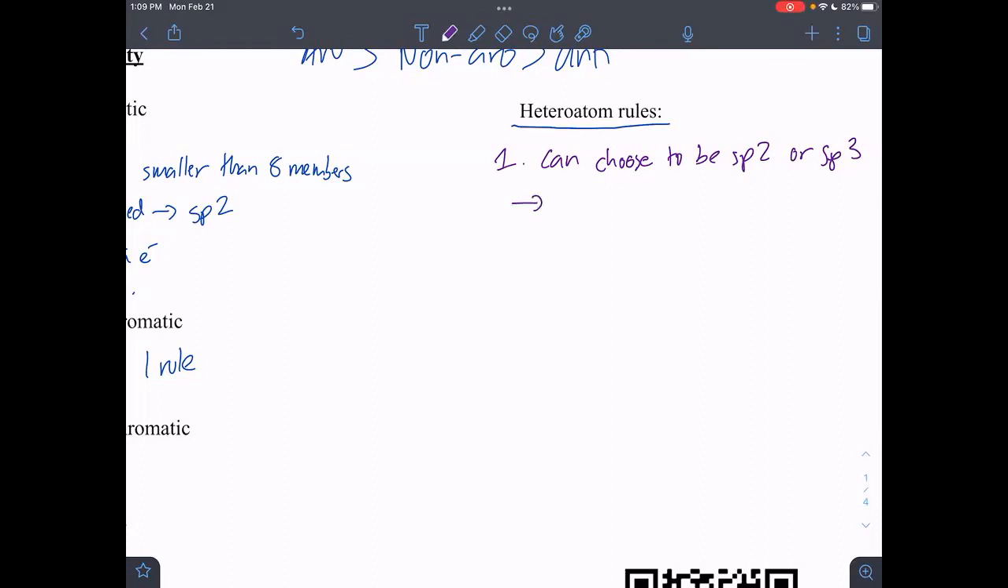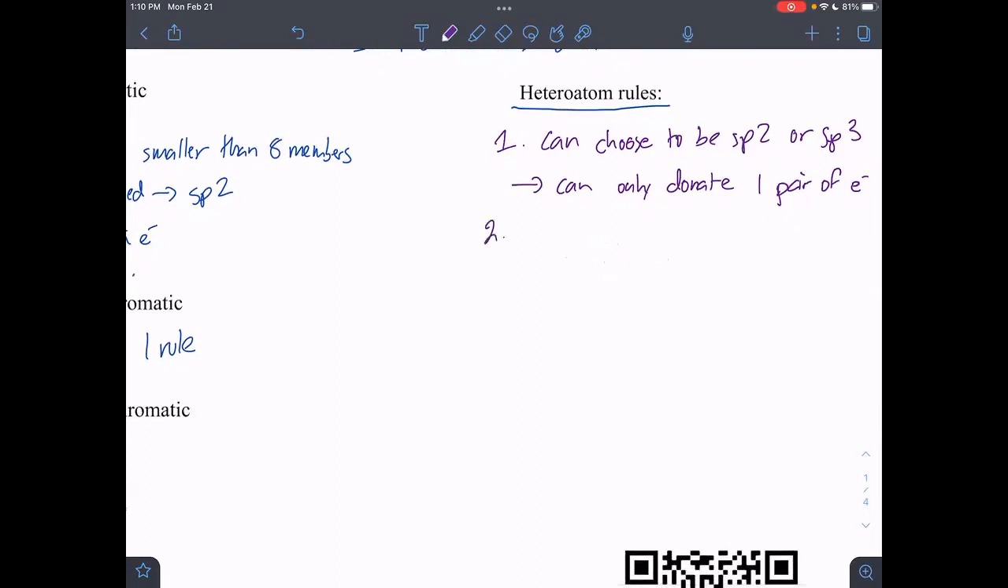If they choose to be sp2 hybridized in the ring, they can only donate one pair of electrons. So if you have an oxygen like this, it has two lone pairs. If this oxygen is in a ring, it can choose to become sp2 hybridized, but only one set of the lone pairs can be included because you can only have max 2 electrons in a pi orbital. So you would only have one set of these participating in the conjugated pi system. And it'll make more sense when we see examples of this.